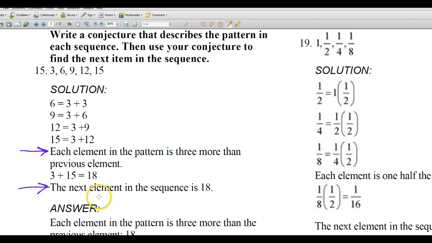And then the next part of our answer, we want to find the next item in the sequence. So the next item would be 18, 3 plus 15.